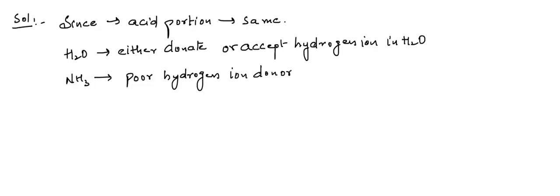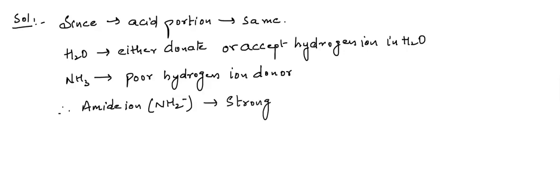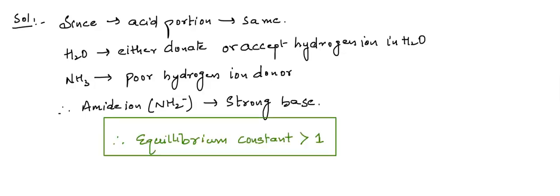So that means the amide ion is a very strong base. Therefore we can say that the equilibrium constant will be greater than 1.